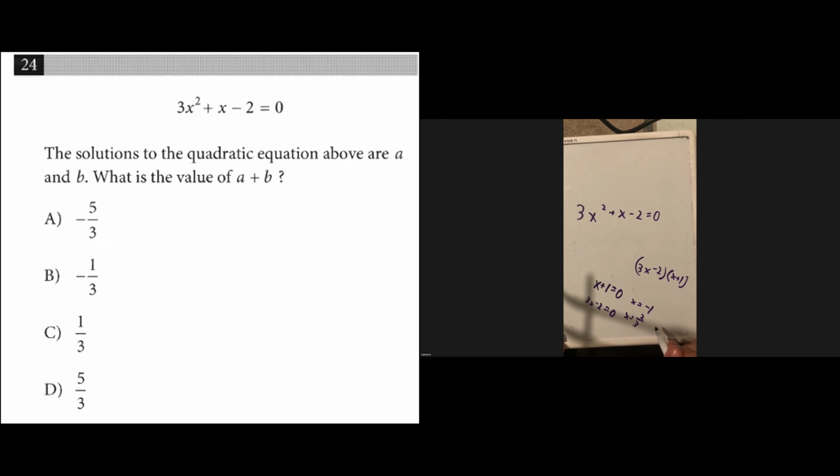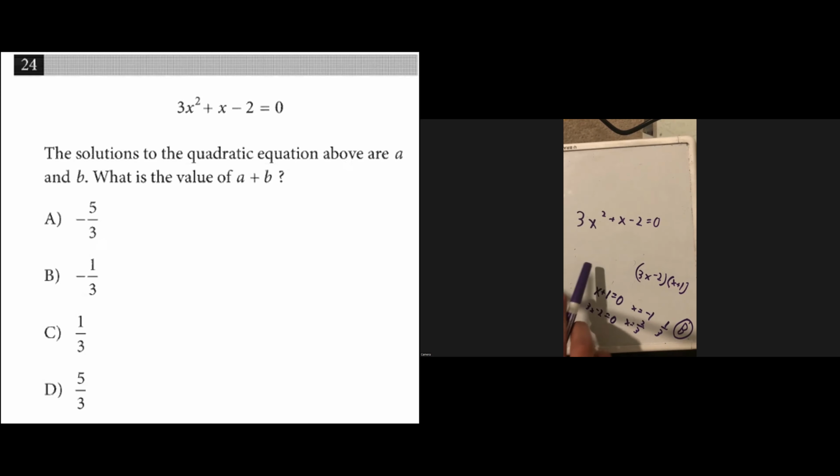And then a plus b, 2/3 minus 1 would be 1/3, which would be answer choice B. Obviously, you could just graph this in your calculator. You don't actually have to solve any of this out, but I just did it. But the correct answer is B.